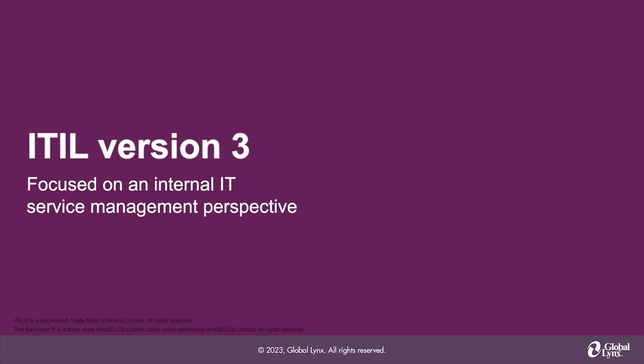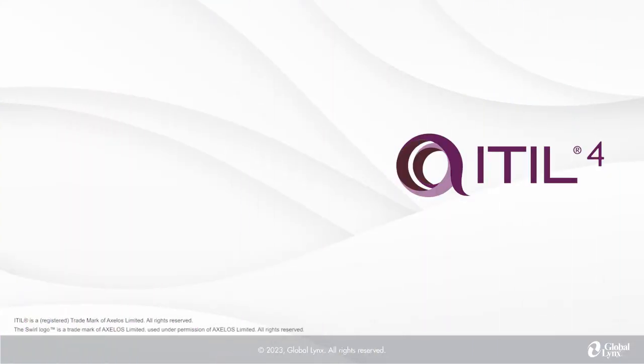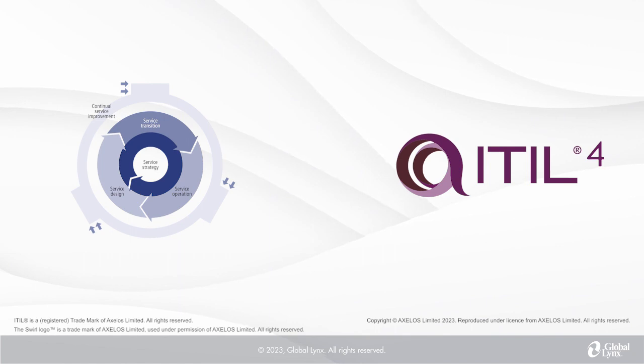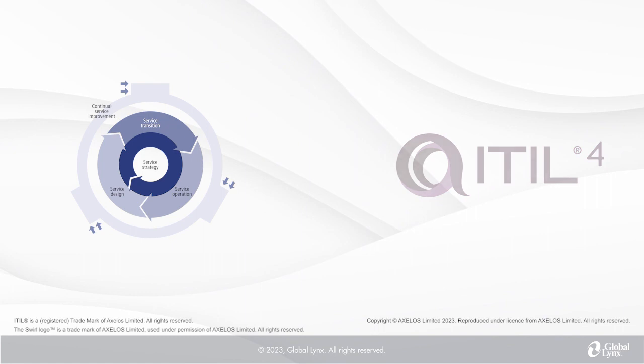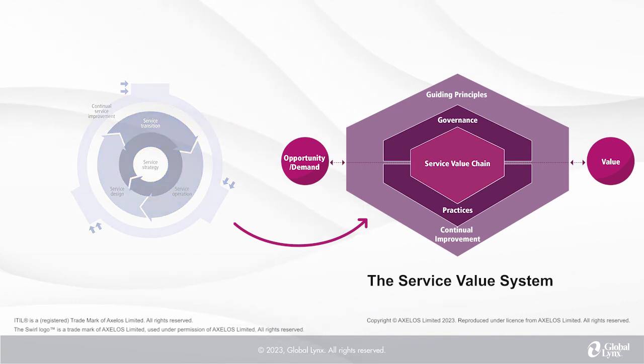Well, simply because ITIL version 3 was primarily focused on an internal IT service management perspective, and with the changes happening in the world, a wider focus on the business's digital transformation was necessary. ITIL 4 still contains some of the same or similar processes that were included in version 3 and even additional ones, but now it puts them within the overall concept of the service value system, in a place where it's clear that they are not meant to be the goal in themselves, but rather an important component that supports the core operations of the organization.